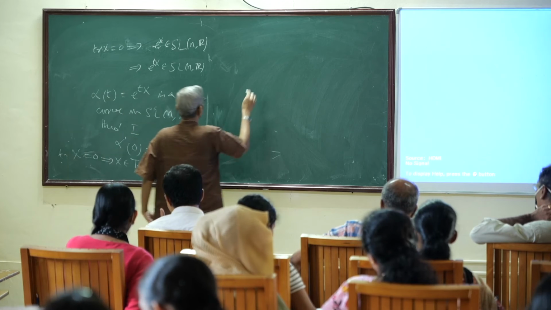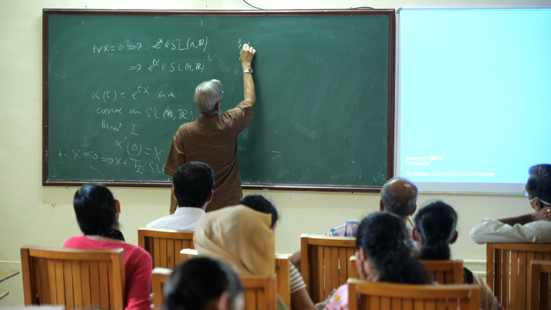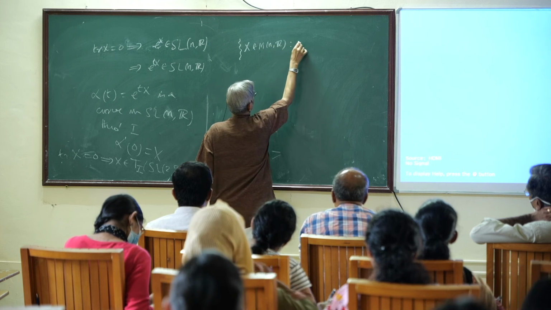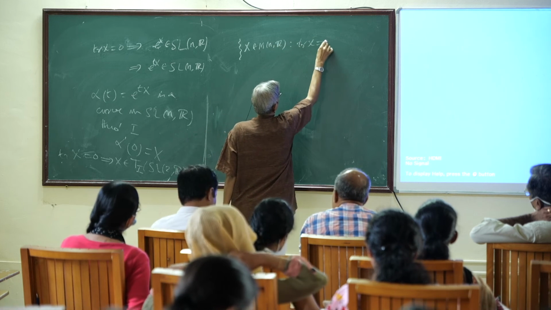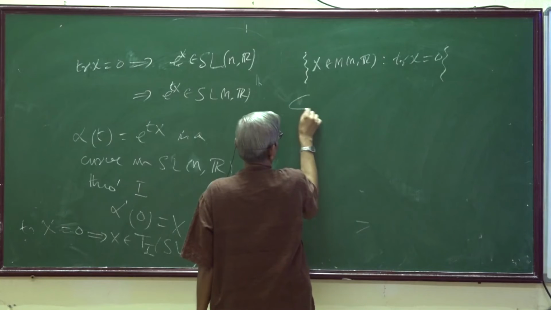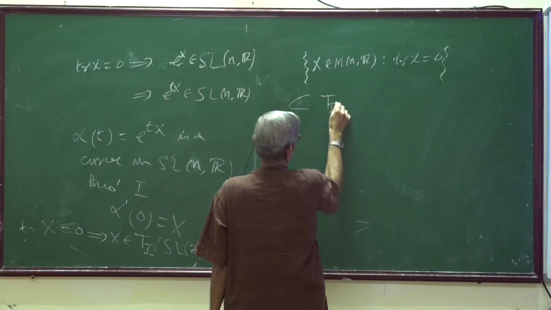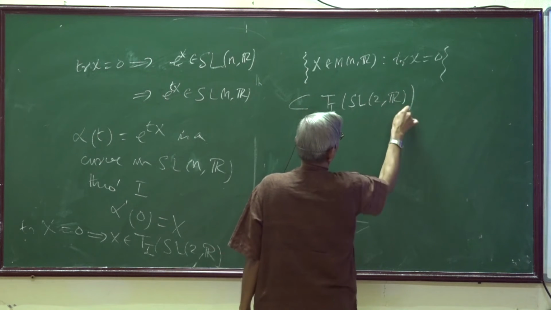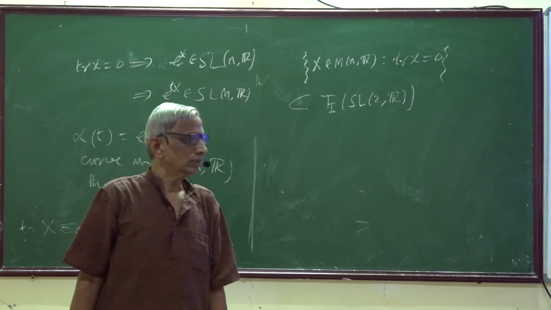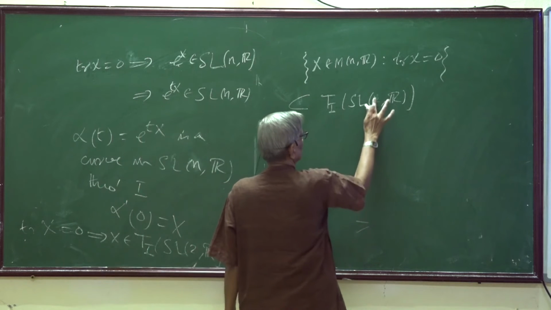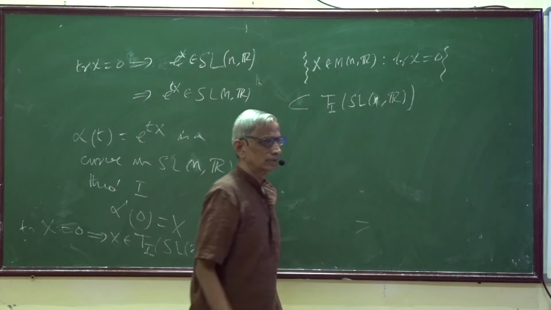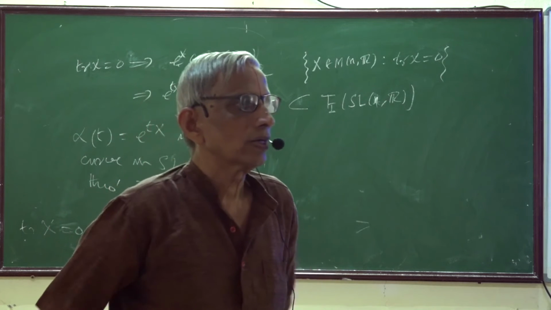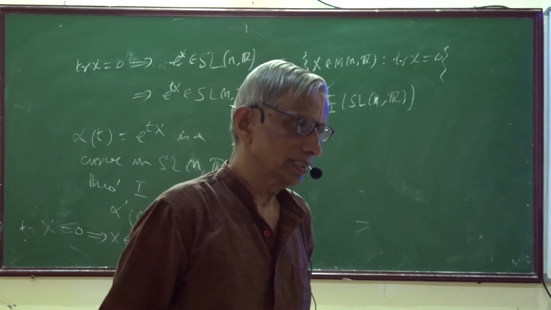Or what is the same? If you look at all x in M n R with trace 0, this is contained in the tangent space of SLNR. So we have one inclusion. What about the other inclusion?